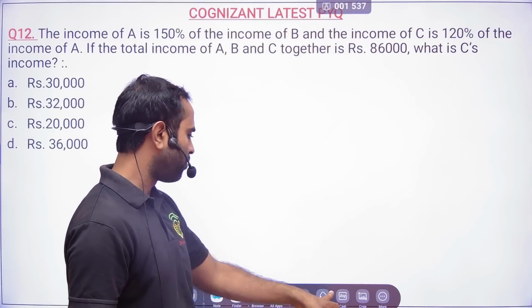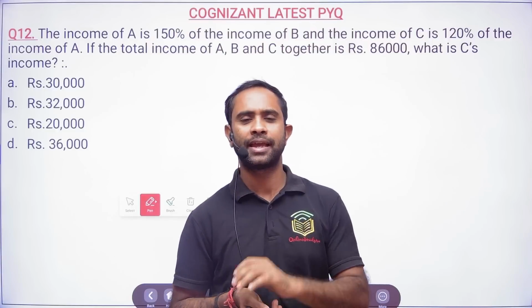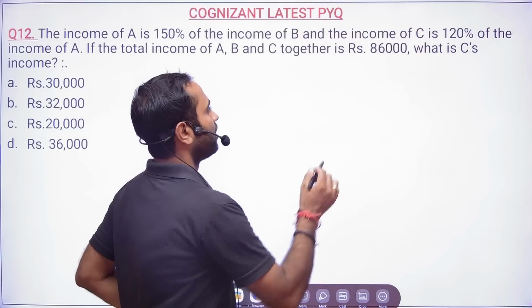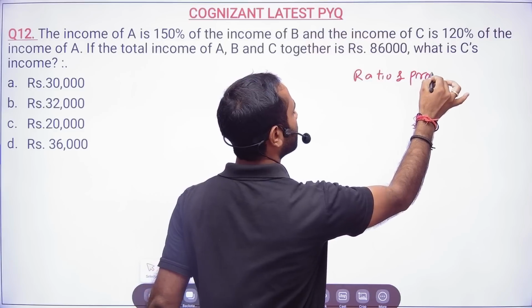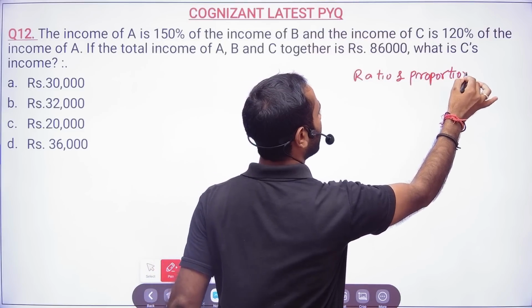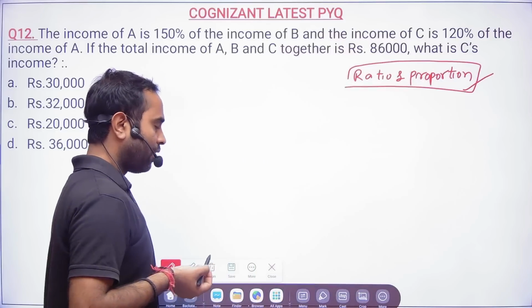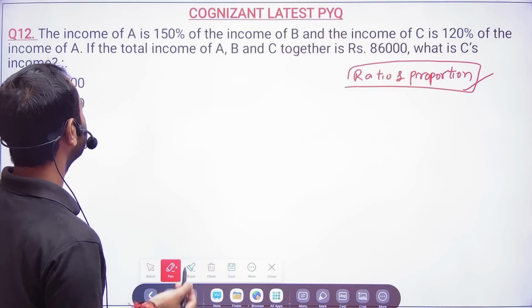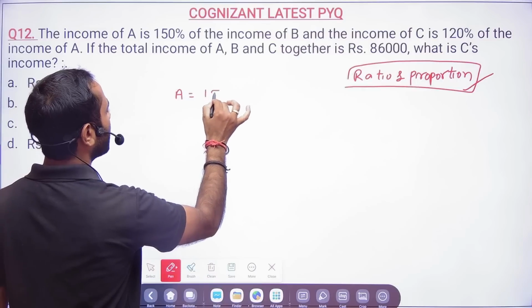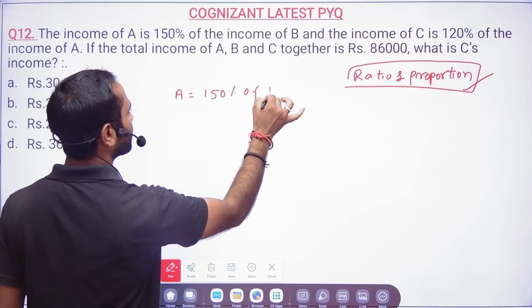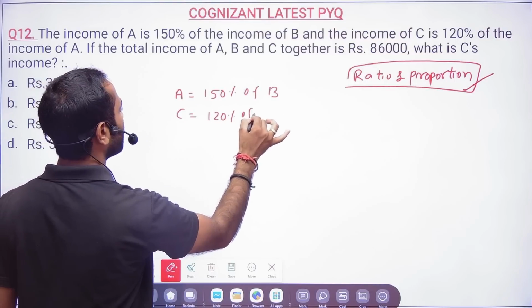And now let us move towards question number 12. Question number 12 is a question from the topic ratio and proportion, right? Okay, fine. Now, the income of A is 150% of B, and the income of C is 120% of the income of A.